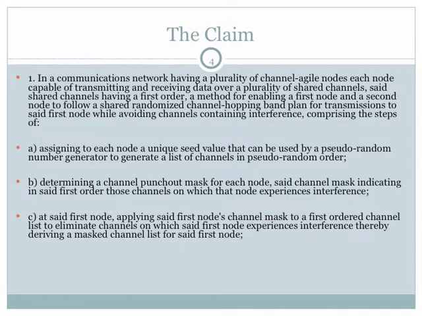The first claim says: in a communications network having a plurality of channel agile nodes, each node capable of transmitting and receiving data over a plurality of shared channels, said shared channels having a first order, a method for enabling the first node and the second node to follow a shared randomized channel hopping band plan for transmissions to said first node while avoiding channels containing interference, comprising the steps of, and then it goes on for another 8 different dependent claims.